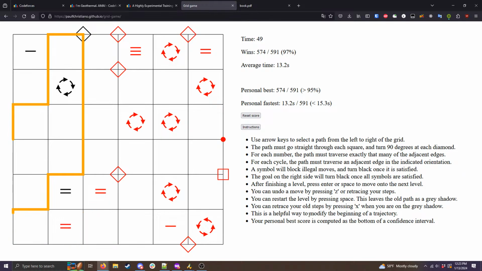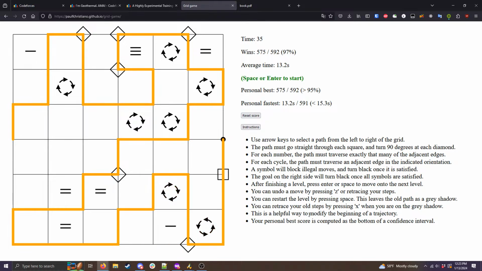I think I need to go down here later somehow. Let's see, oh, maybe I can do this. Oh yeah, I think this is good. There we go, that was a tricky one.